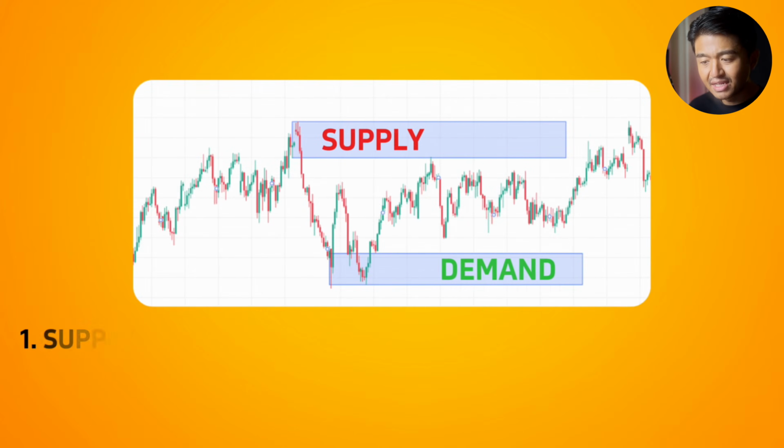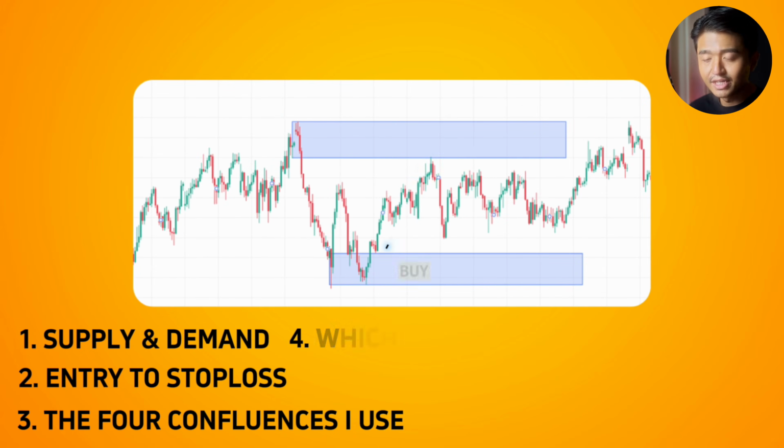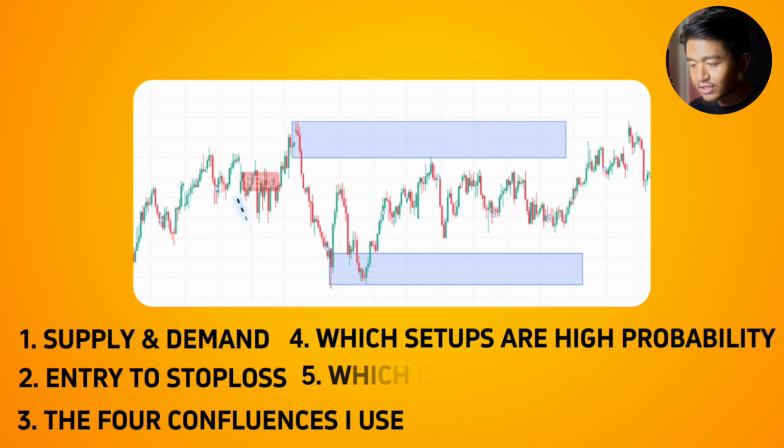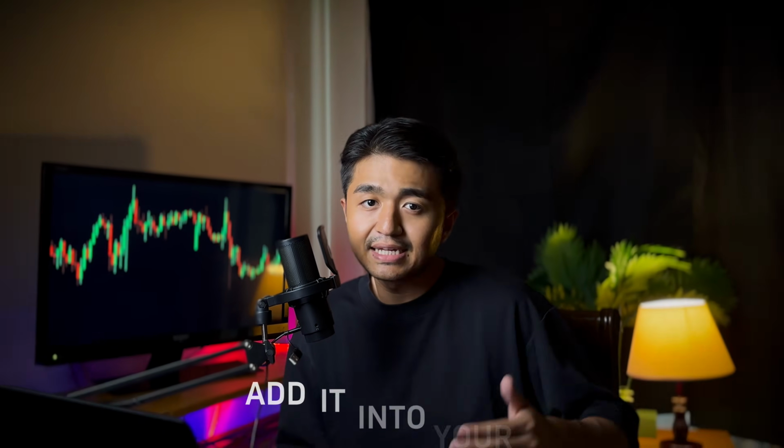If you can spot where they are buying and selling, you can follow their footsteps instead of fighting against them. In this video, I'm going to show you everything you need to know about supply and demand, from entry to stop loss, the 4 confluences I use, and which setups are high probability and which setups you should avoid. This is exactly how I trade, and I'm going to spill all the beans so you can trade what works and add it into your own plan.